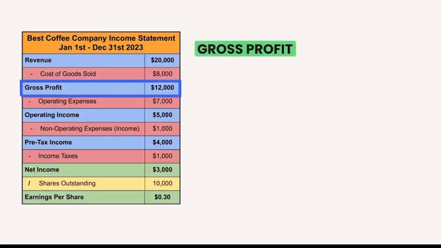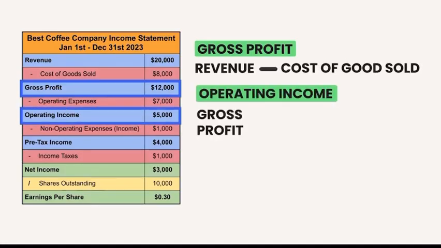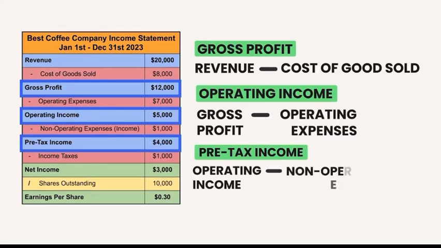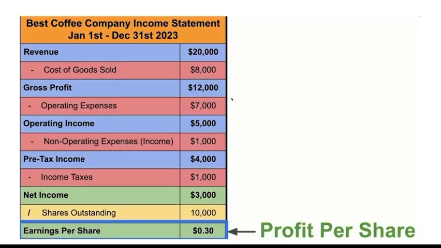For example, gross profit is revenue minus the cost of making the product or service. Operating income is revenue minus the cost of making the service and operating expenses. The final way is pre-tax income, which is the company's earnings before paying income taxes. Now, below net income, we have the total number of shares that are outstanding for a business. This represents all outstanding stock that is owned by shareholders.